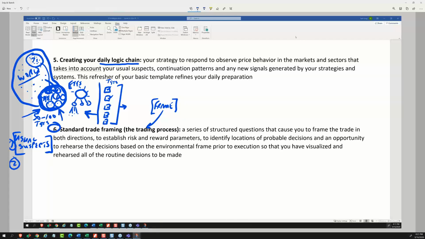Number 2 would be any continuation pattern. In other words, it was a trade frame yesterday and it worked today, and that trade frame is still valid, and we're emotionally and analytically committed to it. So we understand the frame already, and we can just build on the new information that we got today, and the signal is still valid. And then number 3 would be any new signals that are generated by systems or strategies.